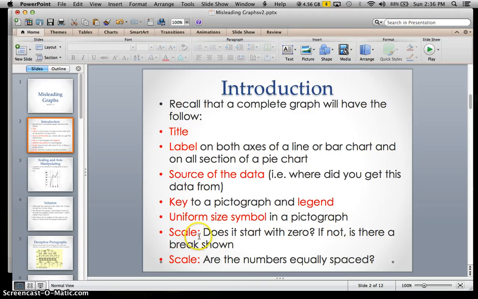Also very important is our scale. We've got two important things here about the scale. One, does it start with 0? If not, do you indicate this by showing a break? And also, are the numbers equally spaced?